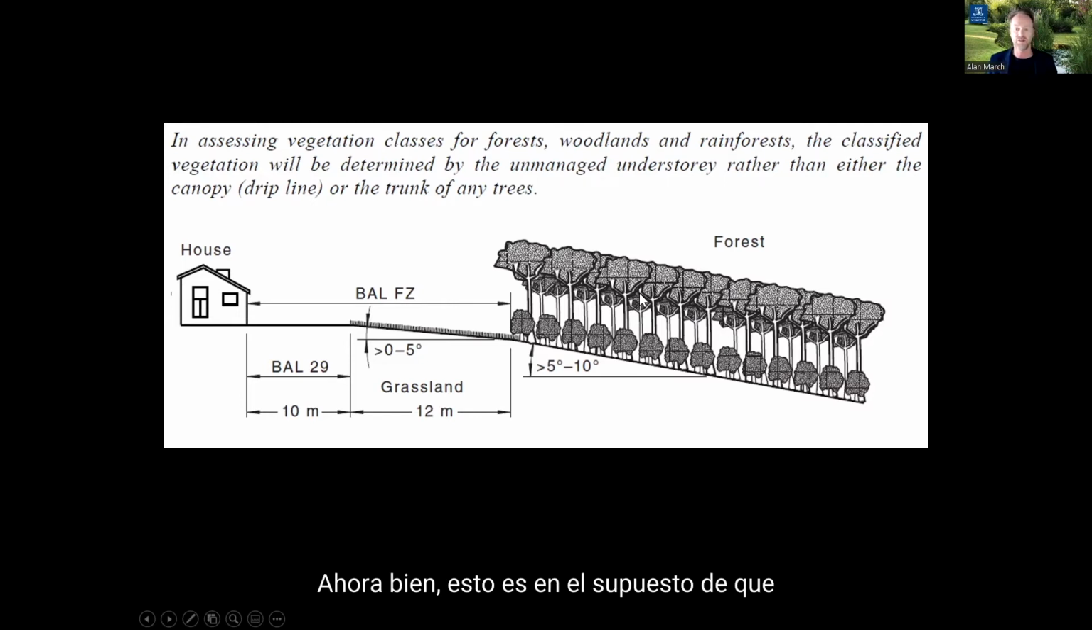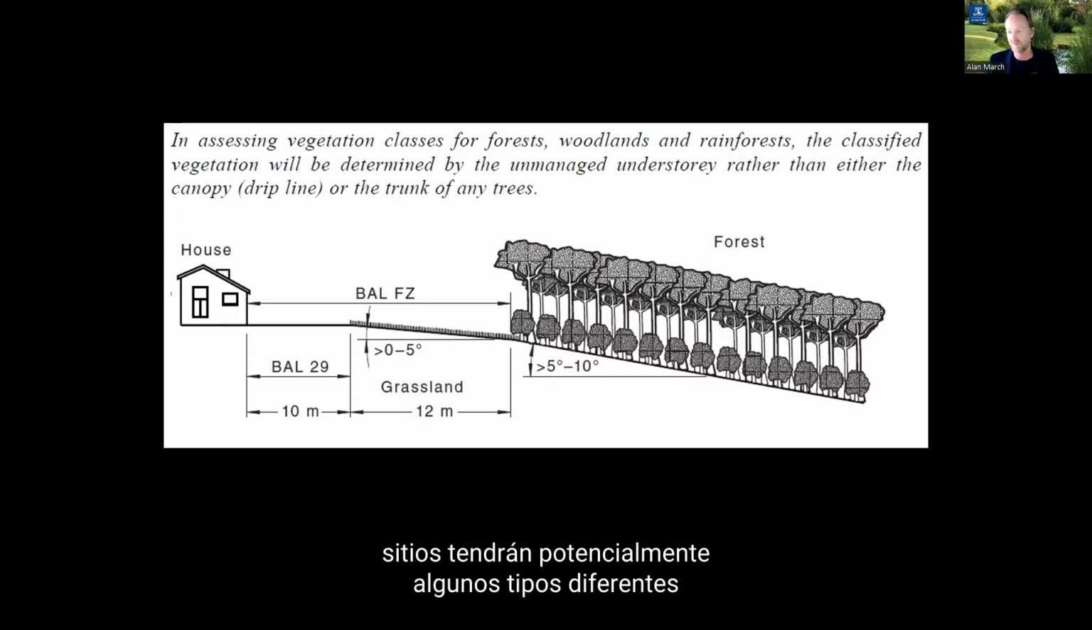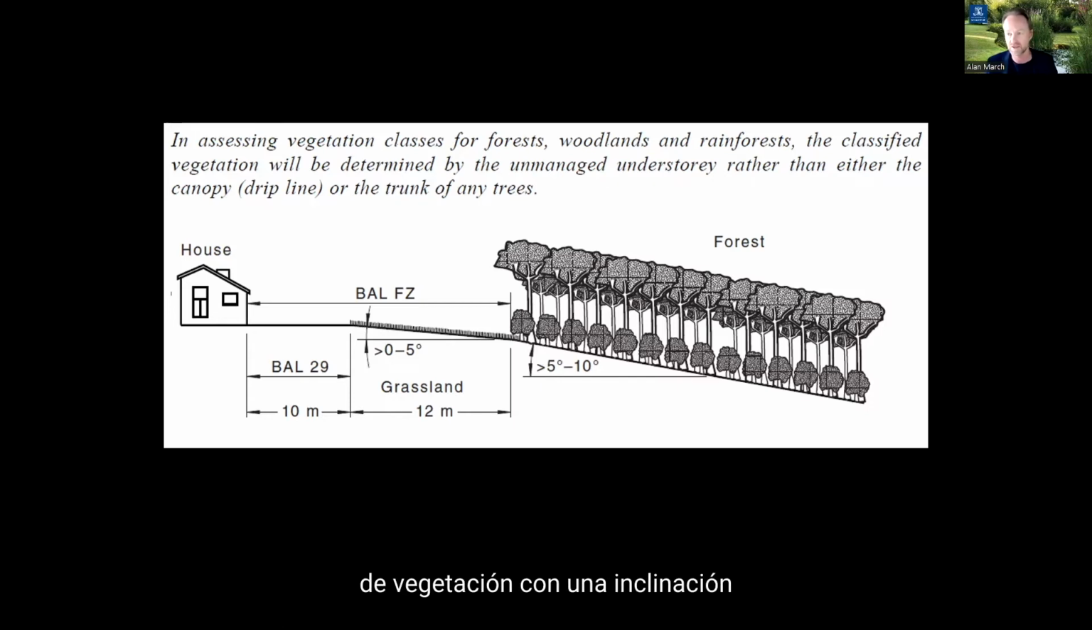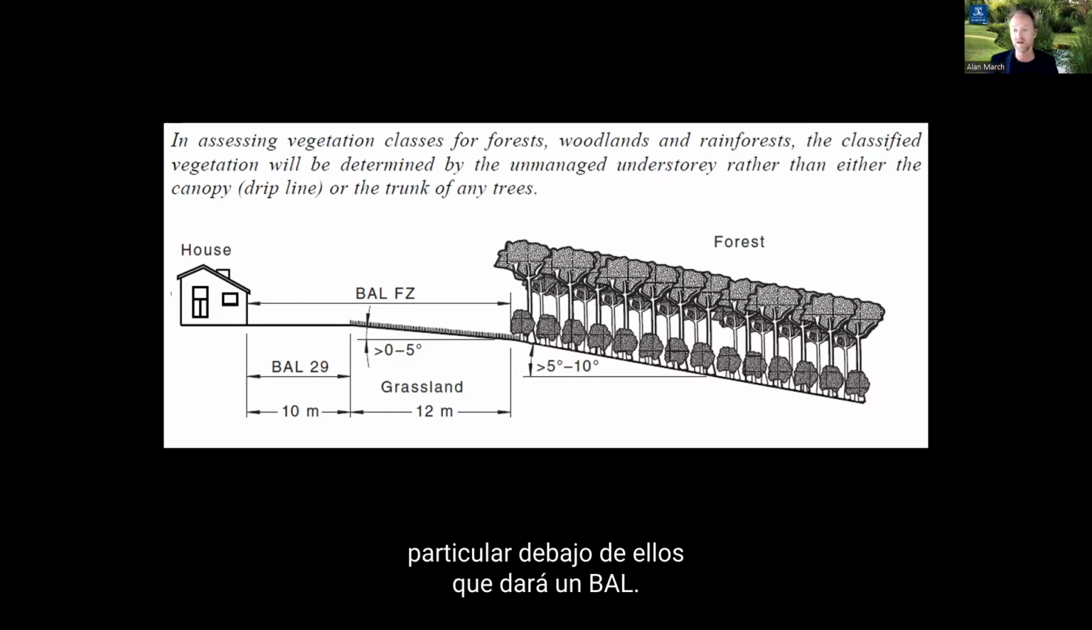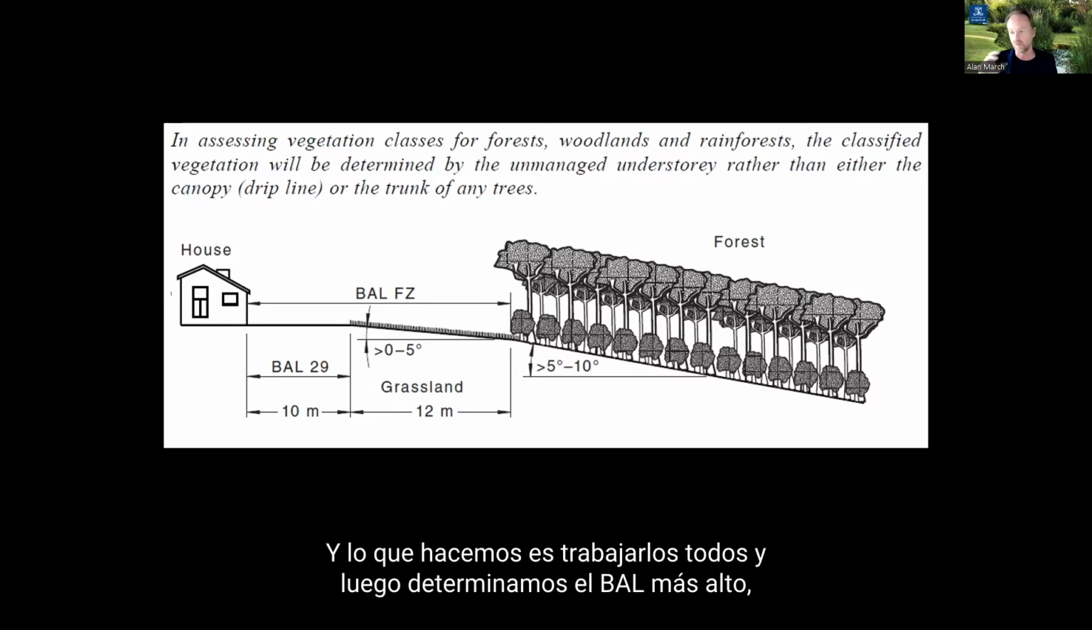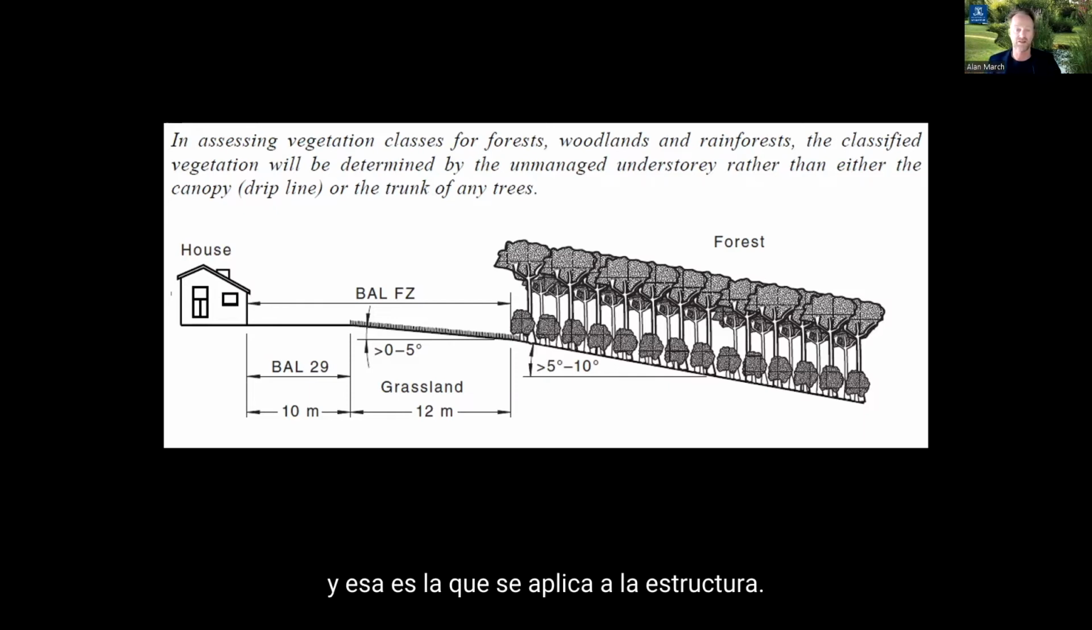Now, this is on the assumption that, of course, most sites will potentially have a few different types of vegetation with a particular slope under them that will deliver a BAL. And what we do is work them all out, and then we determine the highest BAL, and that's the one that is applied to the structure.